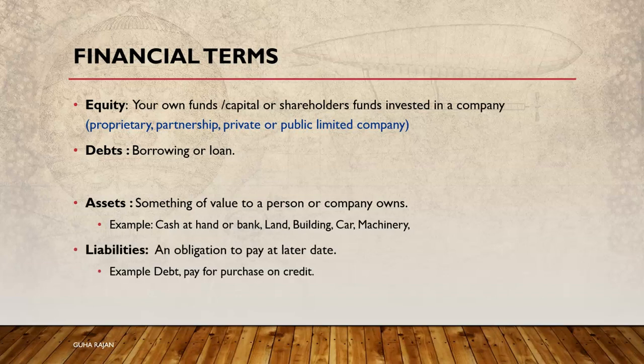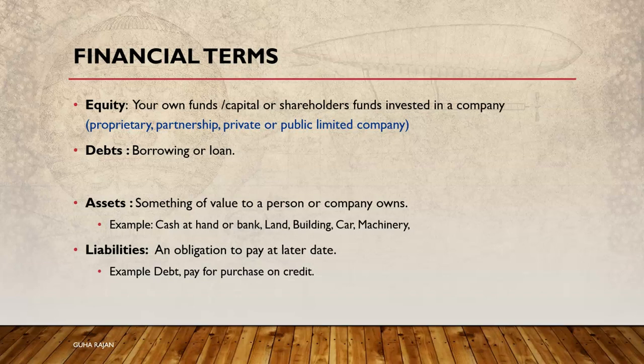Then comes the liability, which is an obligation to pay at a later date. You get something on credit, you are liable to pay for it. You say that I'm going to purchase this, but I pay it later through EMI or whatever, but then you have an obligation to pay. So those are called liabilities. For example, debt, or payment for a purchase on credit, because you get it on 90 days credit, 30 days credit, or 1 week credit, but then you are bound to pay for it. So that is called the liability.